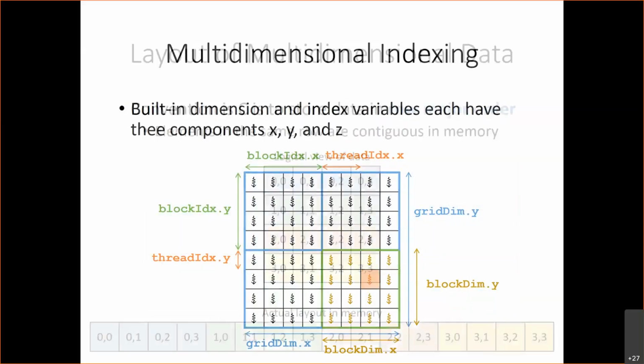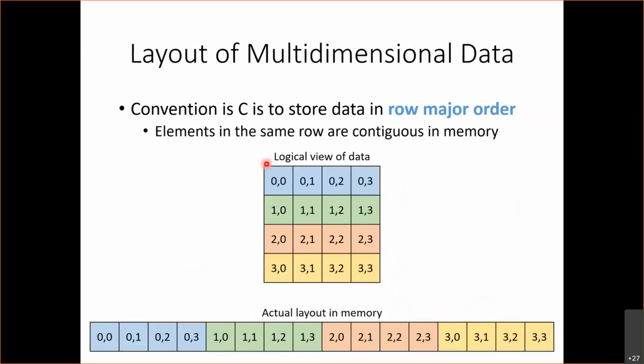We also saw that we can't really allocate a dynamically allocated two-dimensional array and pass it to a CUDA kernel. So if we want to dynamically allocate multidimensional data, we actually have to lay it out as a one-dimensional array. And the convention for storing multidimensional data in one dimension in C is the row major order. This contrasts with Fortran, for example, where the convention is column major. So the convention in C is to store data in row major order.